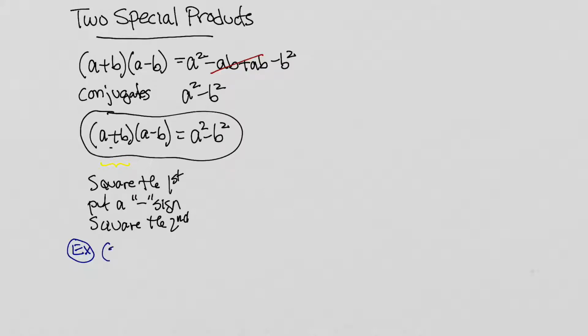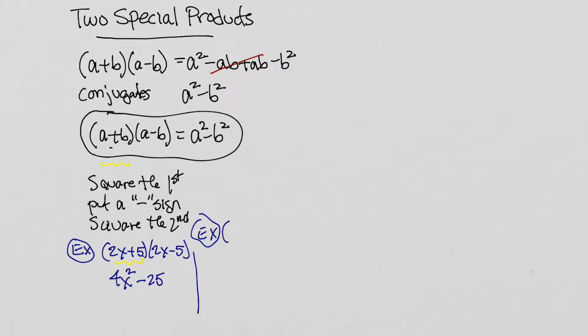What if we have 2x plus 5, 2x minus 5? So I'm just going to focus on this one, and then what I'm going to do is square the first. Now, square the first one, 2x. If you square it, you get 4x squared, 2x times 2x, 4x squared. Put a minus sign, square the second. That's it.